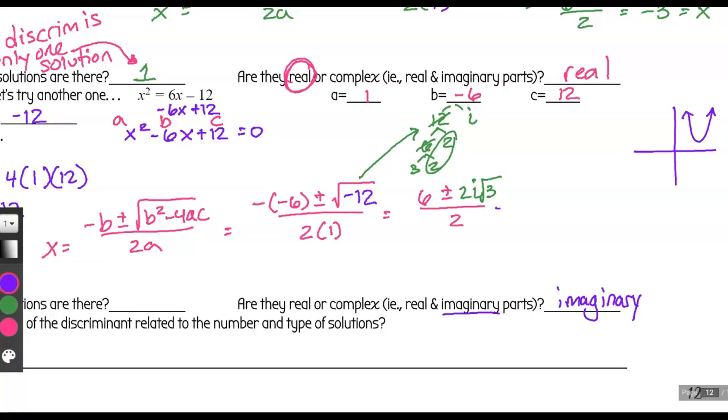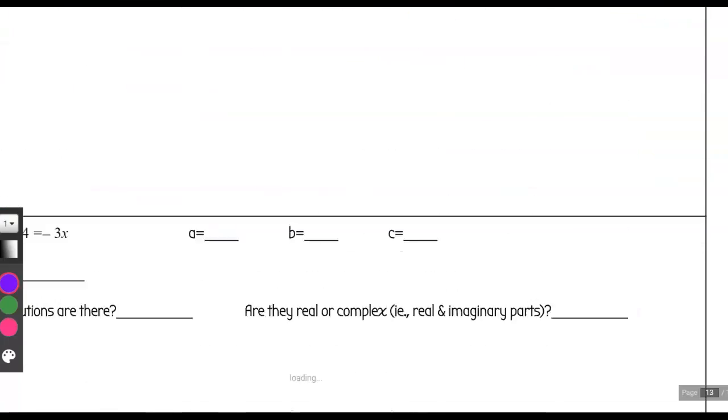So then you're going to have two answers. One where you're adding, and one where you're what? Subtracting. So x equals, over 2, and x equals, whoops.